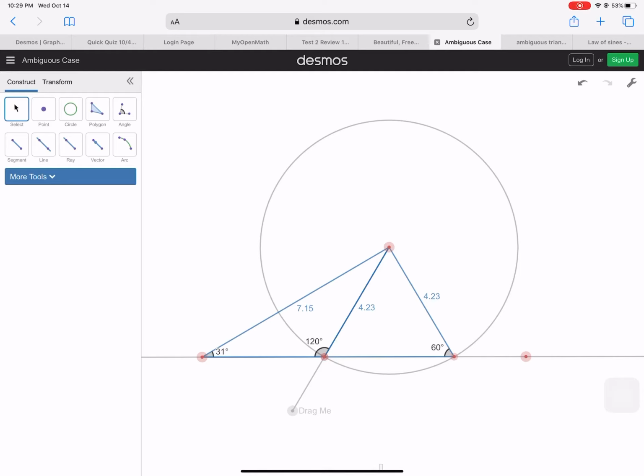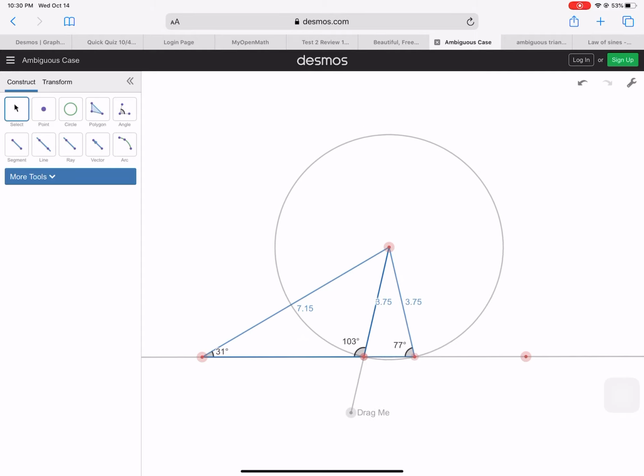Hi everyone, I just wanted to go over an illustration I saw on Desmos about the ambiguous triangle. We're given angle side side: the 31 is my angle, the 7.15 is a side, and the opposite side, 4.23. That's just our angle side side.